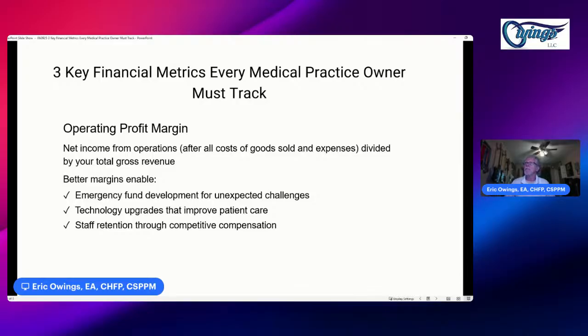And better margins can enable several things here, as I've stated, including staff retention through competitive compensation. That's a big deal. We saw that especially during COVID. People started leaking staff when there was free money being provided by the government. And it's important to remain competitive, not only with straight compensation, but also with benefits as well.